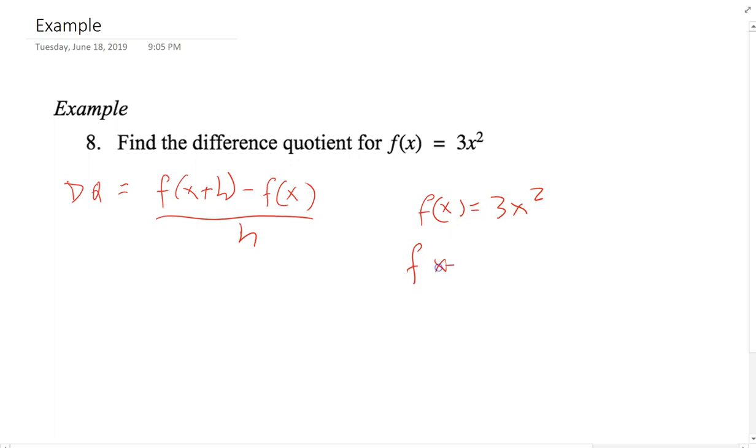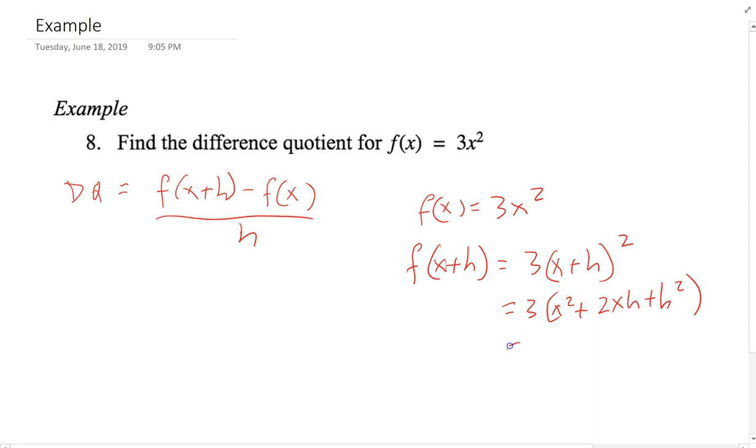So f of x plus h would be equal to 3, replace x with x plus h. That's going to be 3 times x plus h all squared. And so that's going to be 3, expand the x plus h squared. That's going to be x squared plus 2xh plus h squared. And then simplify this a little bit more, becomes 3x squared plus 6xh plus 3h squared.